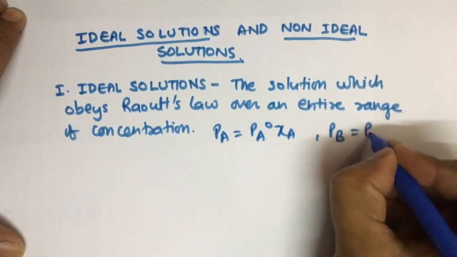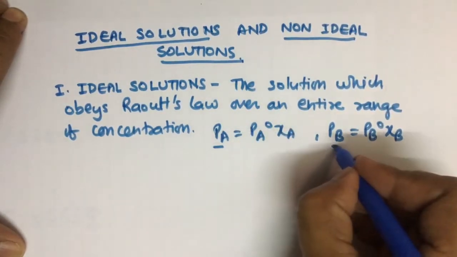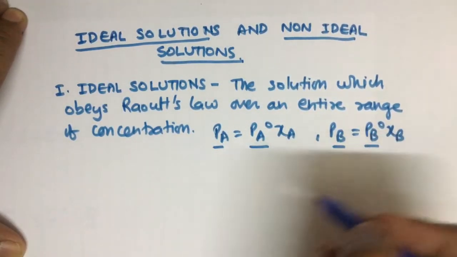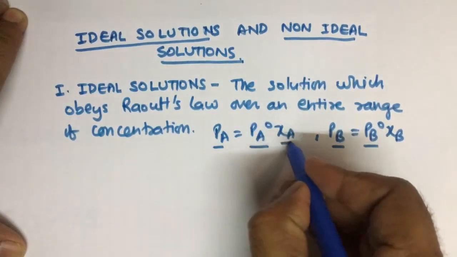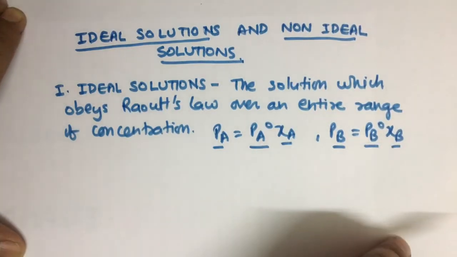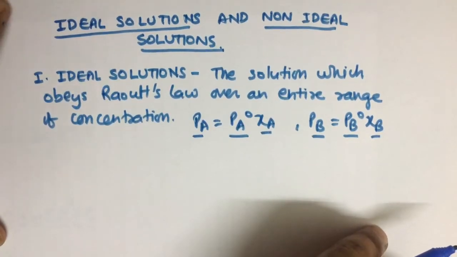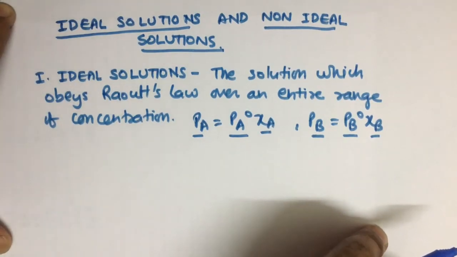Pb is equal to Pb naught XB, where Pa and Pb are the partial pressure of component A and B, and Pa naught and Pb naught are the pressure of the pure components A and B, and XA and XB are their mole fractions. This I have discussed in my previous video. Now these ideal solutions, they are formed by mixing two components which are identical in molecular size and in structure and have almost identical intermolecular forces.